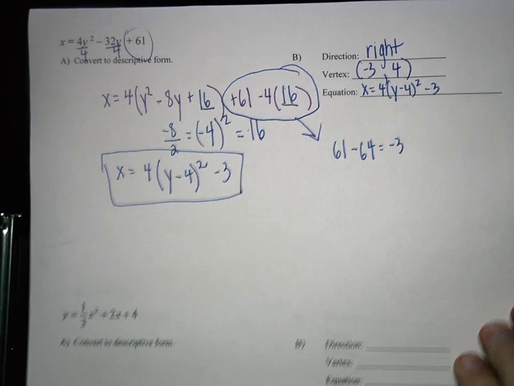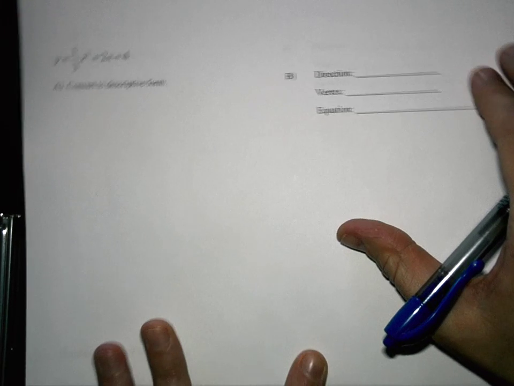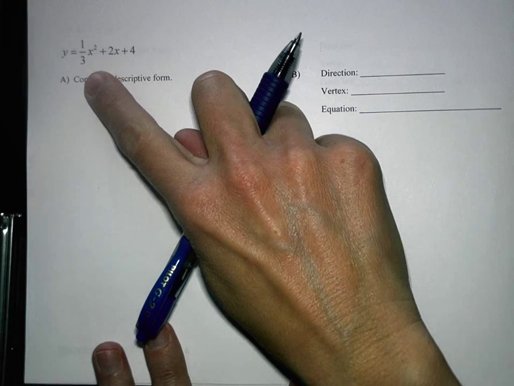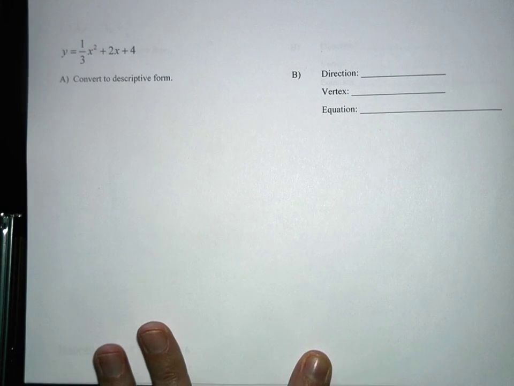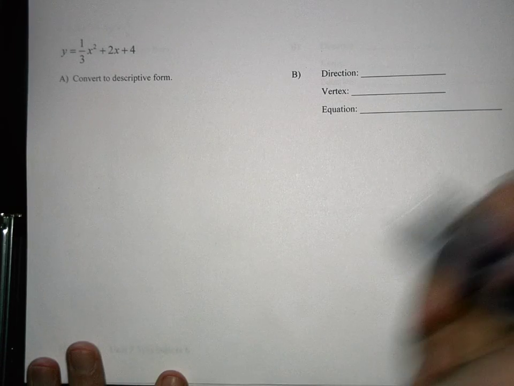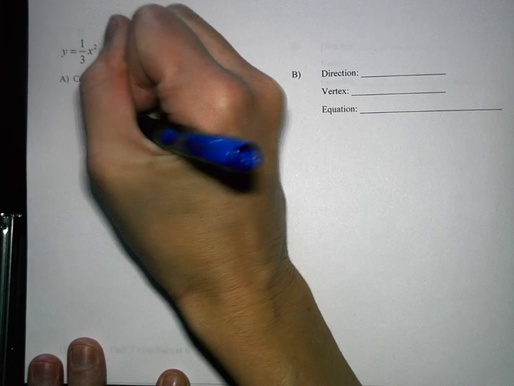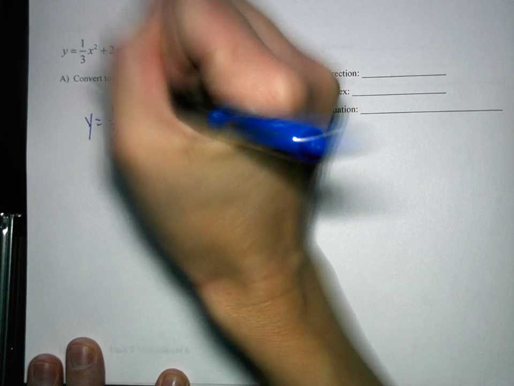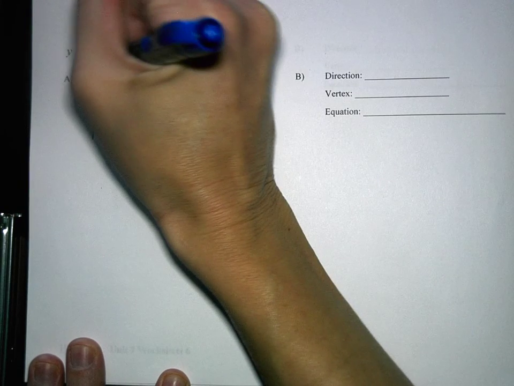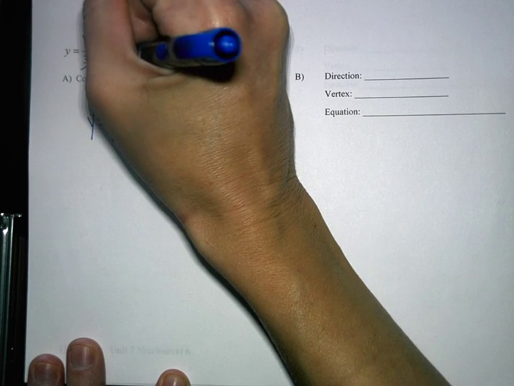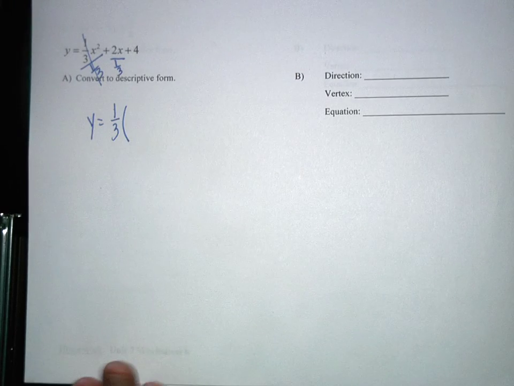Okay, next problem. You'll notice on this one, it's y equals. You will also notice there's a fraction in front. Again, we cannot have a number in front when we're completing the square. So we're going to do just like we did on the previous example, and we are going to factor out the 1/3. So y equals 1/3, and we are dividing this by 1/3. Well, 1/3 divided by 1/3, that's going to cancel out. We're going to divide 2 by 1/3. You guys know how to do this.